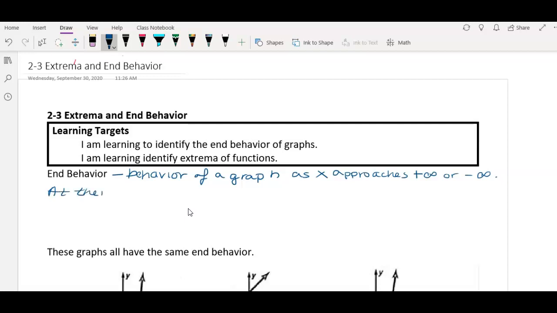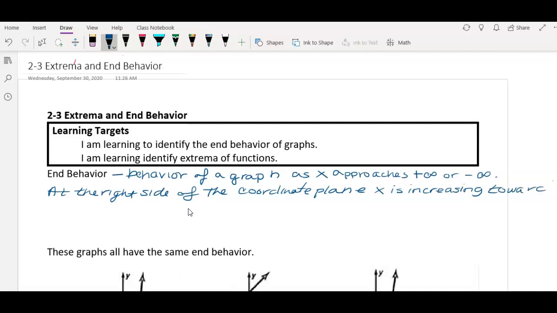So at the right side of the coordinate plane, x is increasing toward infinity. And we actually write that as x, right arrow, positive infinity.